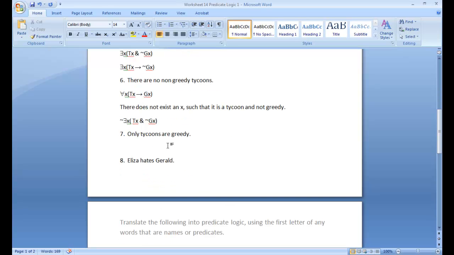Okay, so only tycoons are greedy. If you'll remember how only works at the propositional logic level, only tycoons are greedy. It's telling us not that if something's a tycoon then it's greedy, but rather if something is greedy, then it is a tycoon, right? So for all X, if X is greedy, then X is a tycoon.